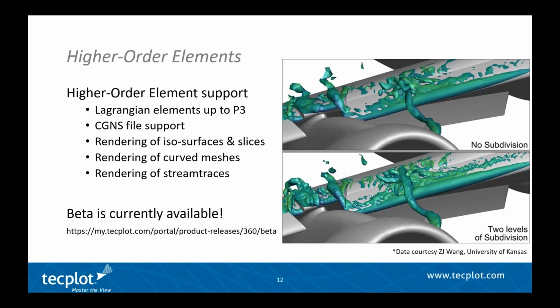Sure. Yeah, the 2 that we don't yet support are Prism and Pyramid. I'm sorry, Prism and Hex. Right. So that'd be the hex, the brick basically, for cubic elements. But both of those are under active development and getting close to complete, right?